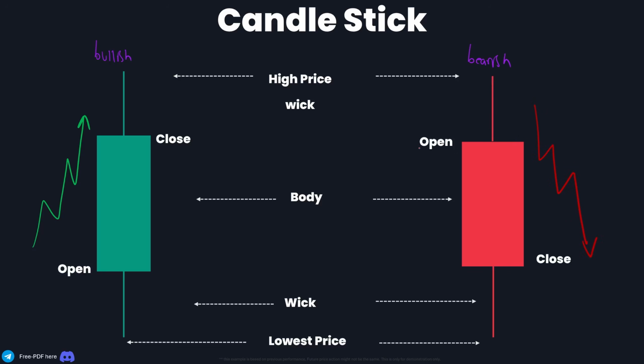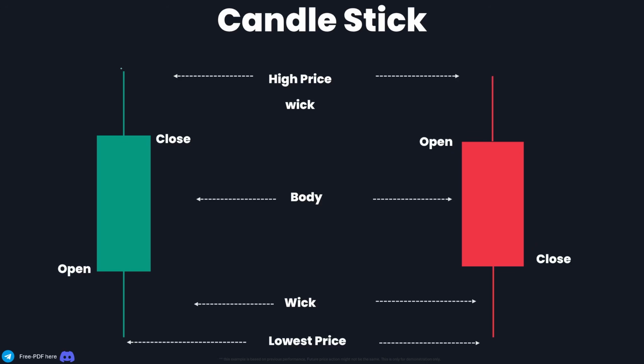To understand them very clearly, check the open. We open here, but we close at the top. That means price started from here and then shot to the upside. The same thing applies on a bearish candlestick. We opened here at the top and then we closed at the bottom. So that means price right now is negative, let's say negative 3%. Here it will be maybe 3%. So that means the market is moving to the upside.